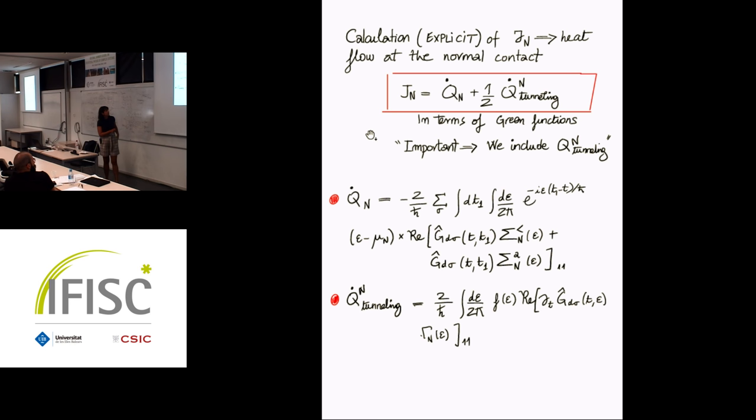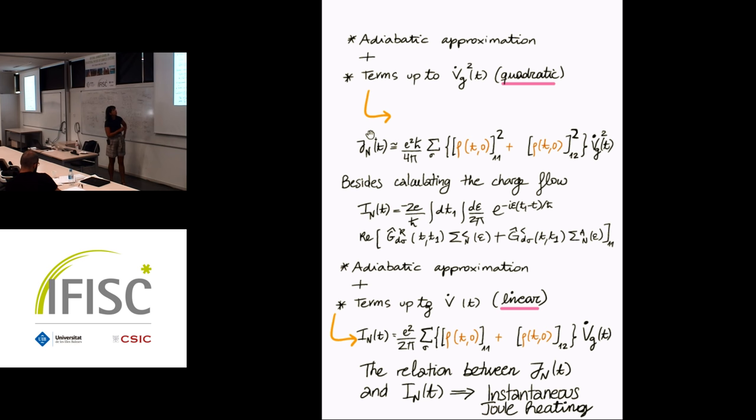Okay, so if you compute this separately, this average of the commutator of the Hamiltonian with the Hamiltonian in the normal part, you get this expression in terms of the function, self-energy, whatever. You get also the same for the tunneling part. And then you just consider the adiabatic approximation and only keep terms up to B dot squared. Then you get this result for the energy, so for the heat flow at the normal contact. So you get the result.